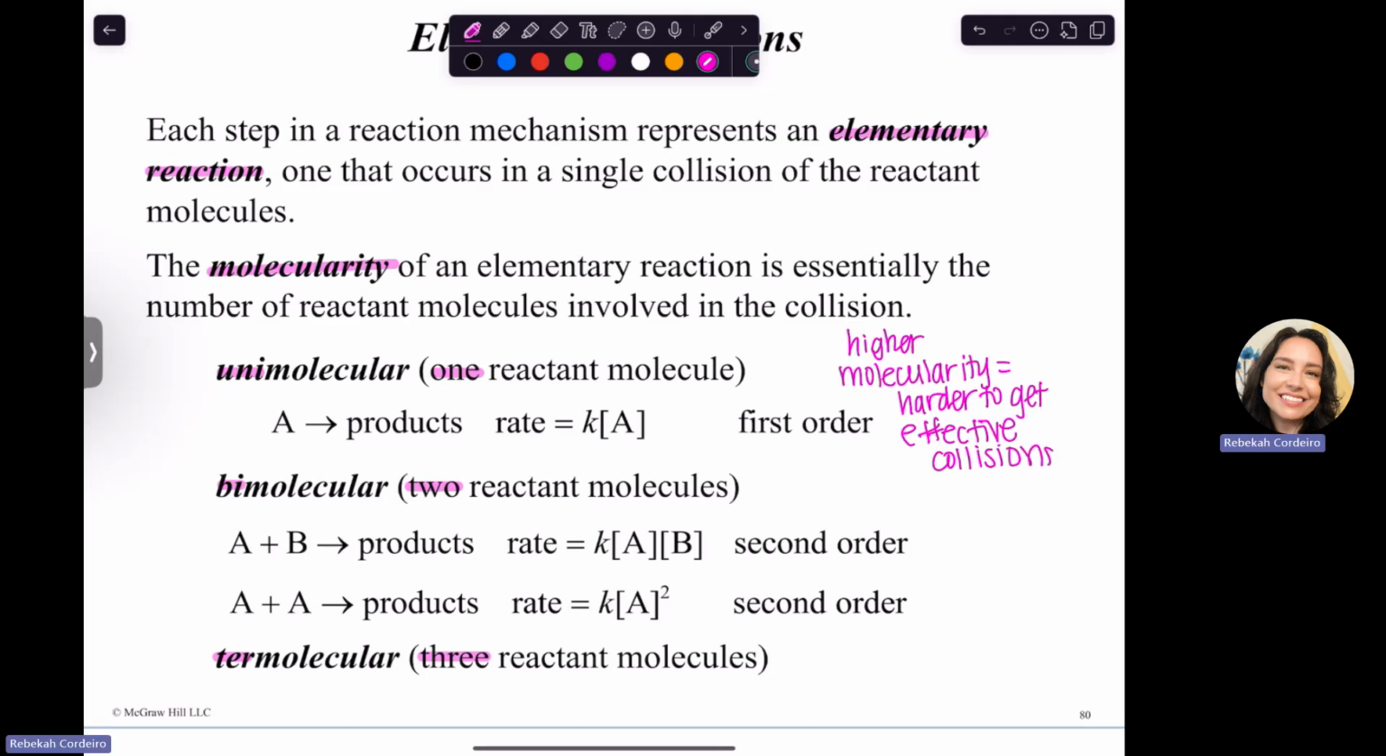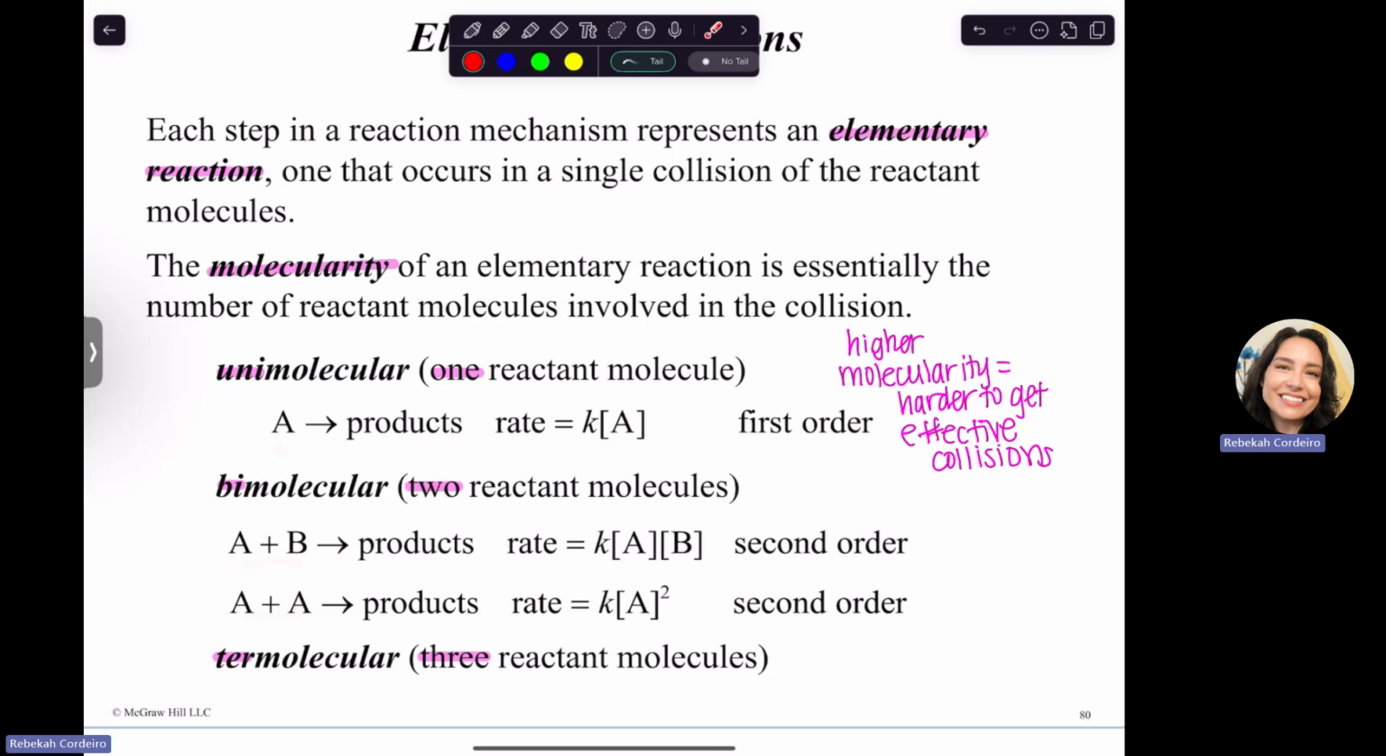So think about it. If I don't have to collide with anybody else, I'm just going to break apart. That's really easy, right? If I have to collide with someone else, even if it's a molecule of the same substance, I still have to collide. I have to collide with enough energy. I have to collide at the right orientation with one other thing. If there are 3 things, then 3 things have to collide at the right energy, at the right orientation.